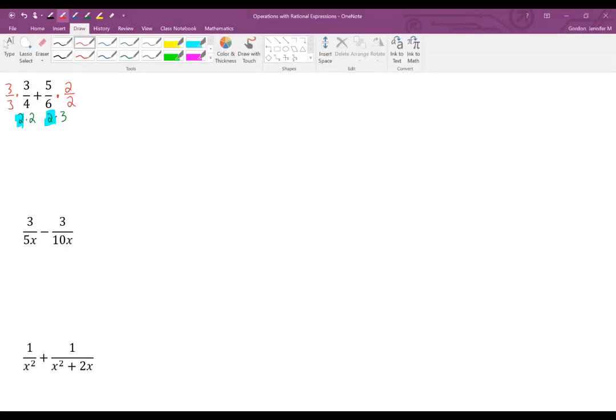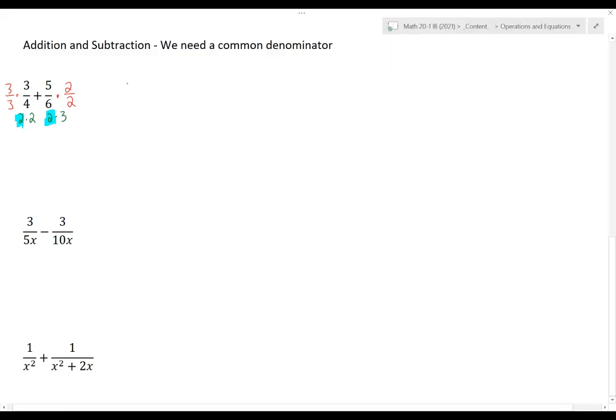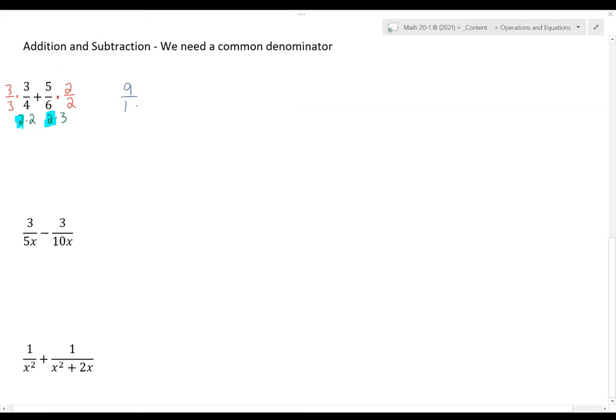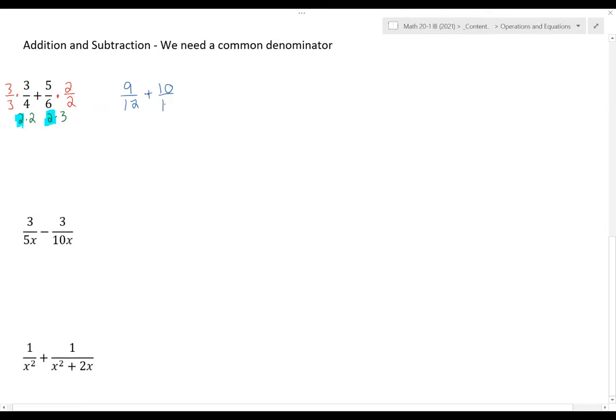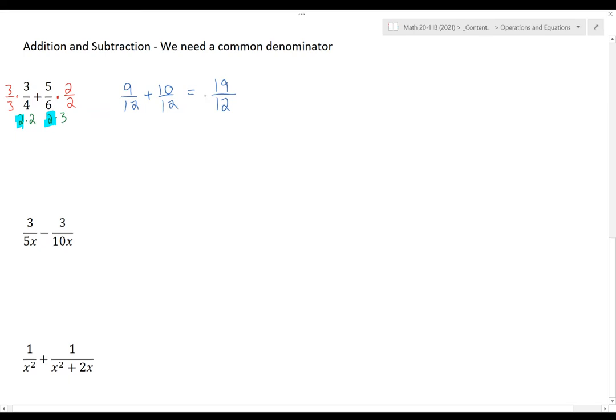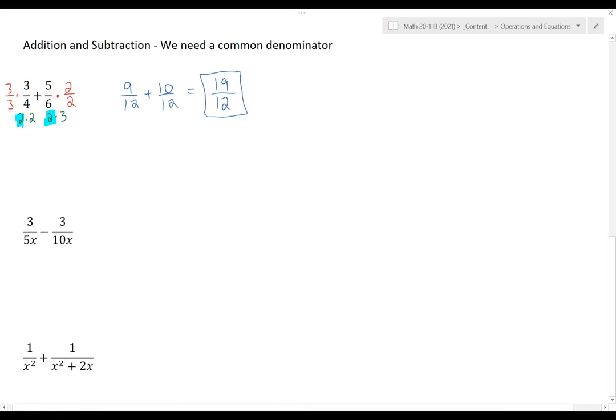2. So my lowest common denominator is actually 12, which gives me the fractions 9 twelfths plus 10 twelfths, or as a final answer, 19 twelfths. And then I double check that I can't simplify that fraction. 19 is prime and shares absolutely no factors with 12, so that is already simplified.